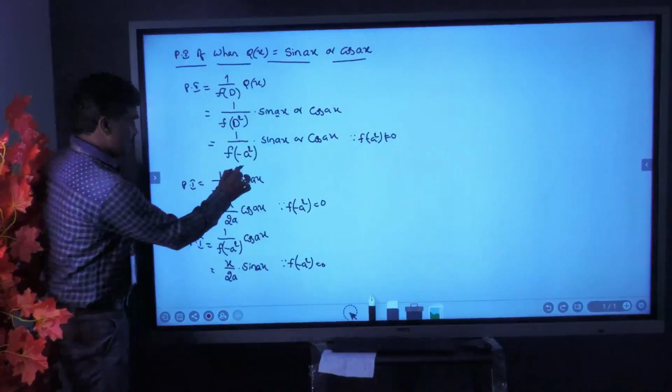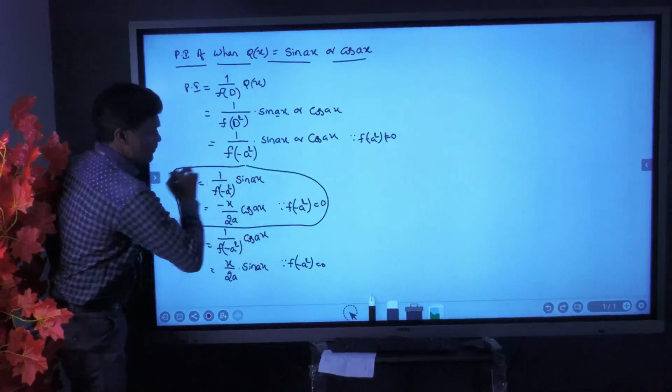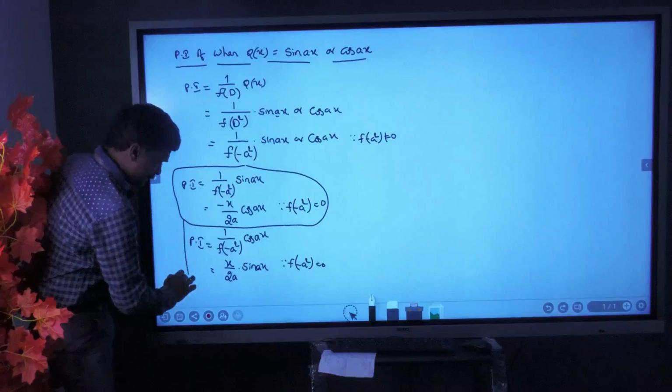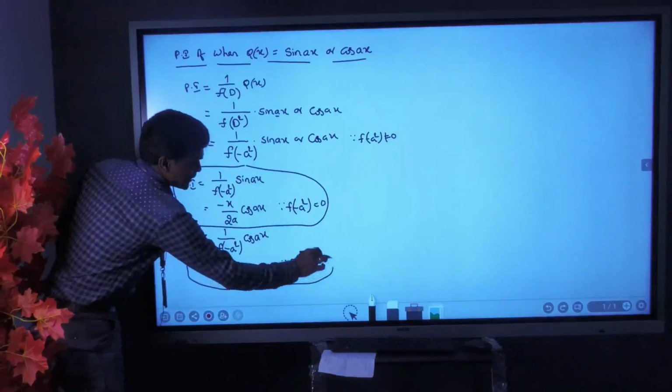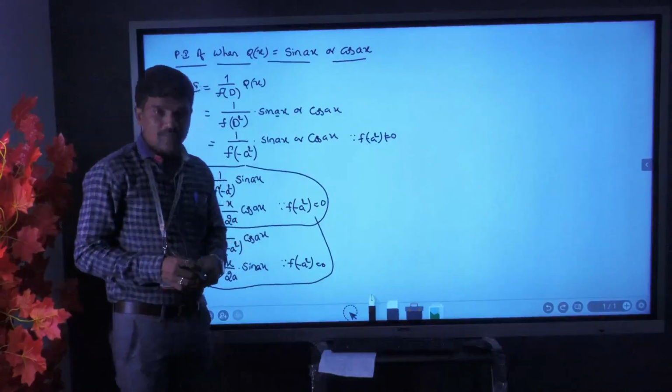So this is the case when Q is sin ax. Now it is when Q is cos ax. So these are the conditions. Now we discuss one problem.